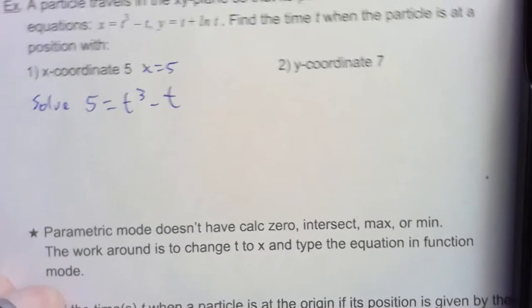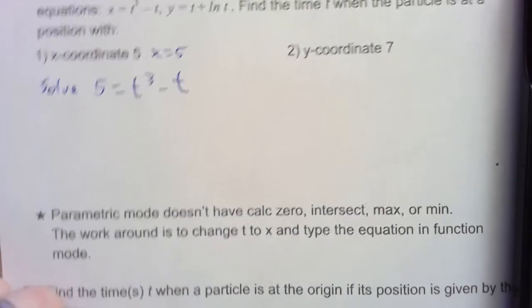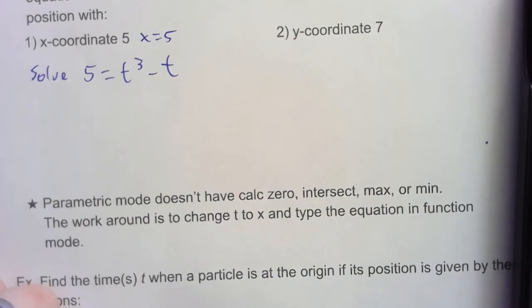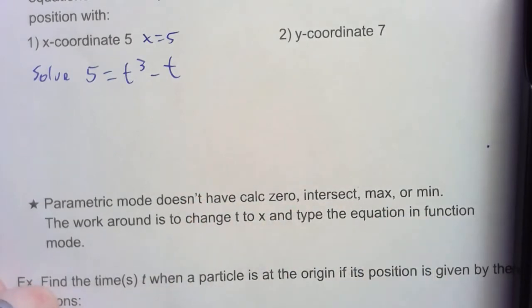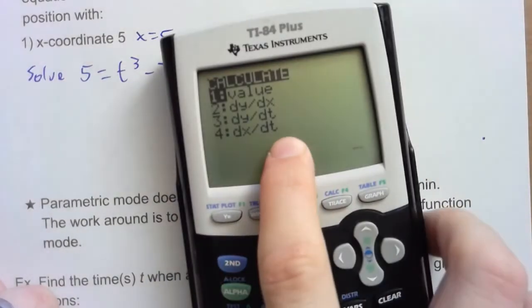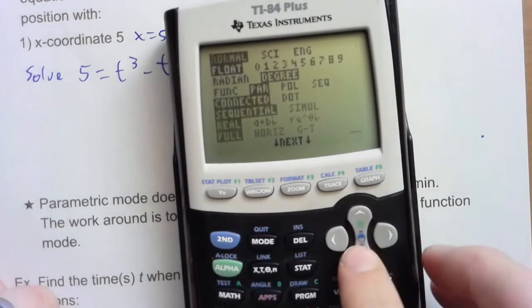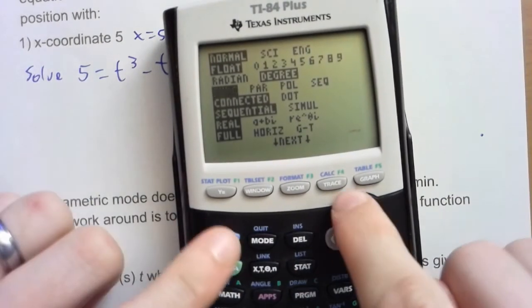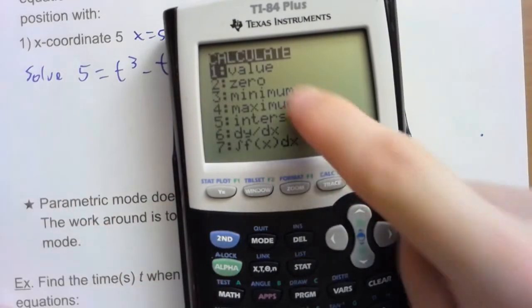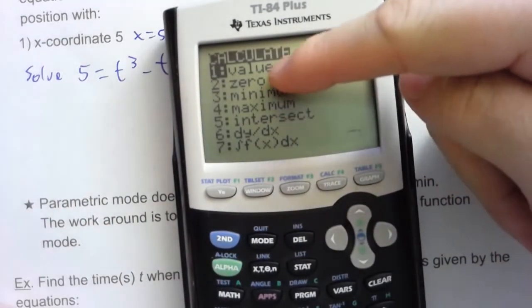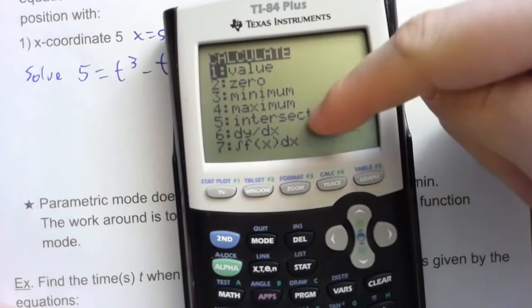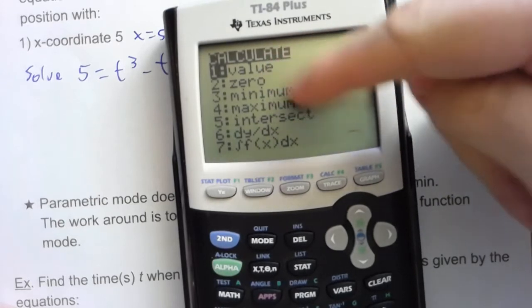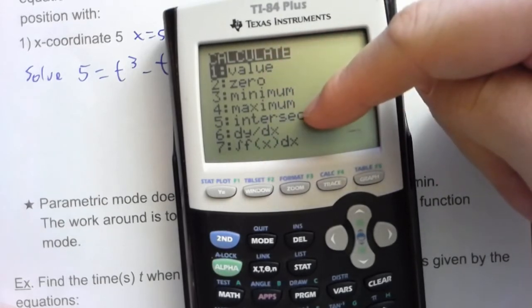We have to use a workaround because of how TI programmed their calculators. So the workaround is we got to go back to function mode. To make all this good stuff come back, I've got to go into mode, and I've got to go to function. And then if I do second trace calc, now all this good stuff is back. Now I can do calc 0 and calc intersect. Those were the ways that I could solve any equation in the world, right?